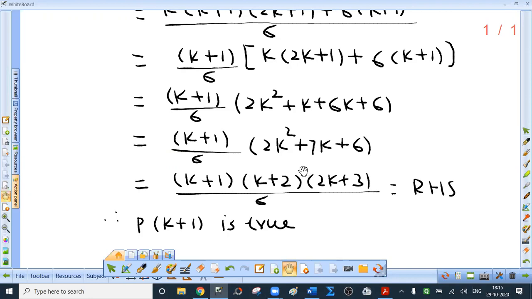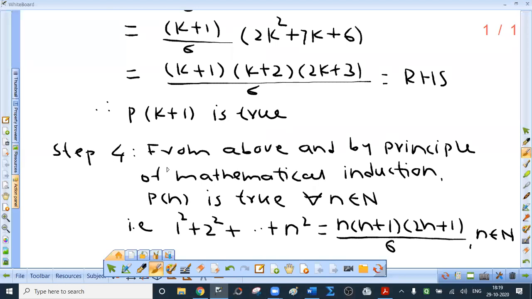Now in the fourth step, you have to write: from all the above steps and by the principle of mathematical induction, the result P of n is true for all small n belonging to capital N. And after that, you have to mention the proved result also. Every time you have to write this: from above steps and by principle of mathematical induction, P of n is true for all small n.